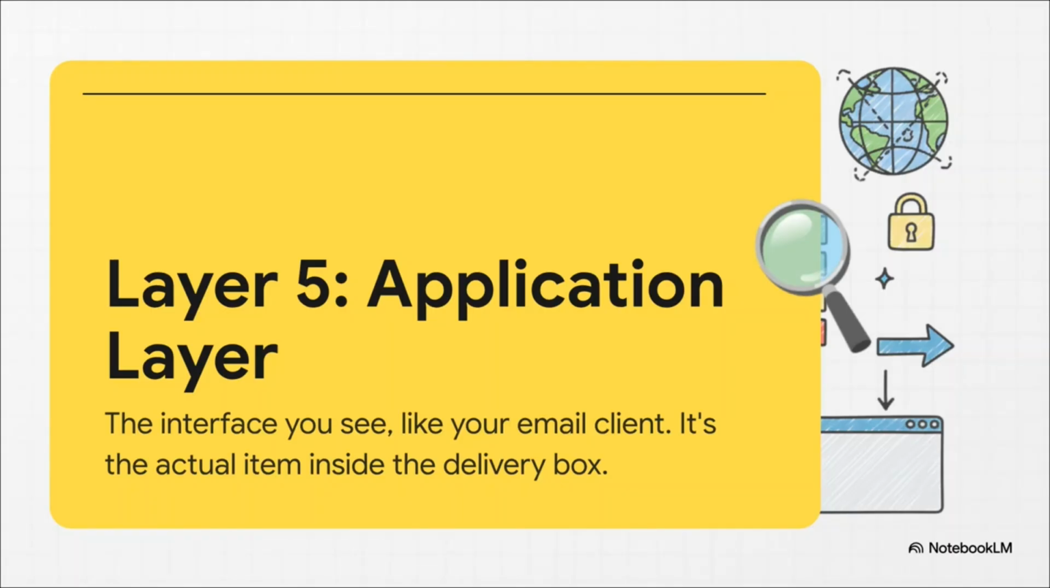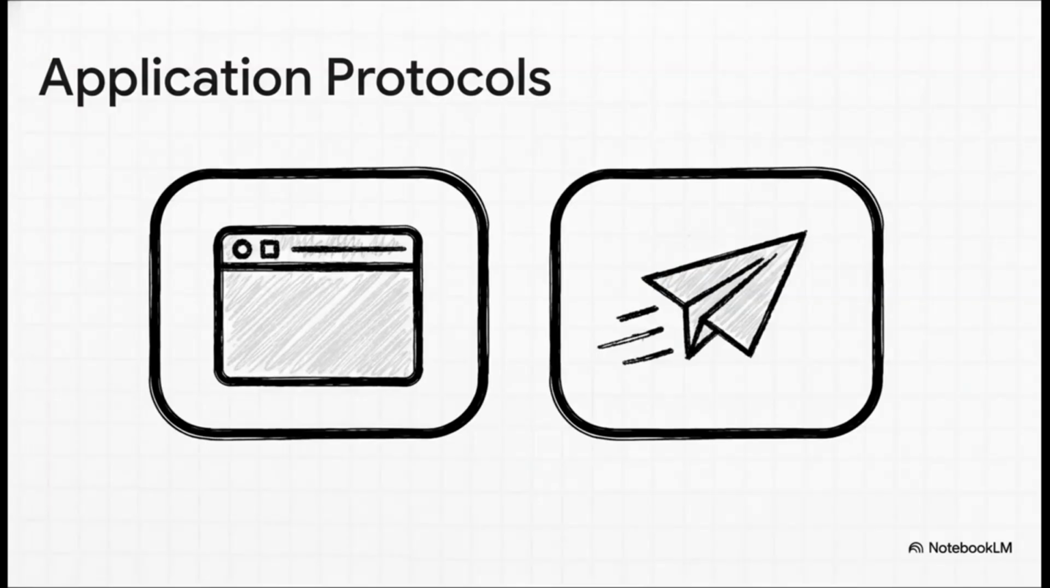So, it all kicks off right here, at Layer 5, the application layer. This is the stuff you actually see and click on every day. Your web browser, your email app, you name it. In our delivery service analogy, this layer is what creates the item you're sending. It is the contents of the box. And this layer uses specific rules or protocols for different jobs. You're using these all the time without even thinking about it. HTTP is the set of rules for browsing websites, and SMTP is the one that handles sending all your emails.